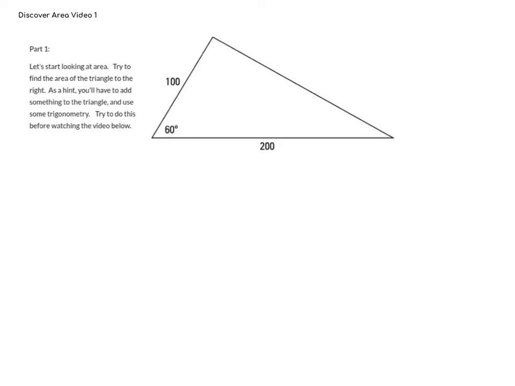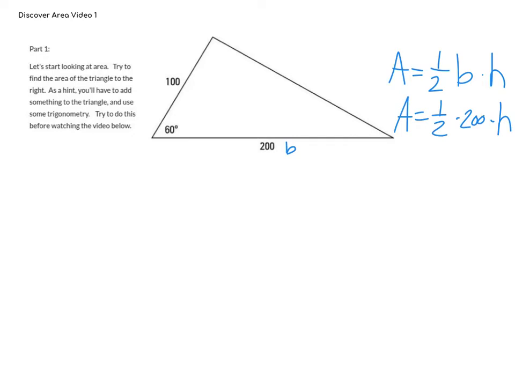Let's look at trying to find the area of this triangle. I know that the area of a triangle is going to be based on 1/2 times the base times the height. And if I keep this triangle in this orientation, I've got a base pretty clearly set up. So I've got the area is 1/2 times 200 times the height. But what I don't have is the height.